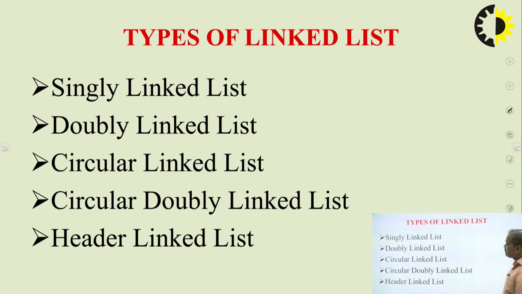Now we are going to discuss types of linked list. The first type is singly linked list. Then we will discuss doubly linked list, then circular linked list, then circular doubly linked list, and then header linked list.